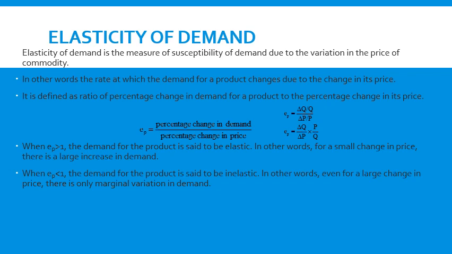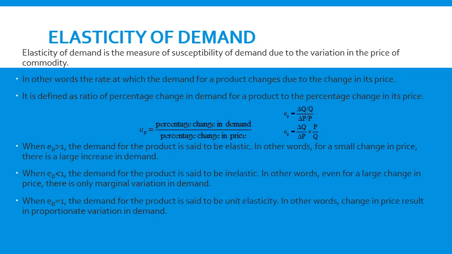The third condition is EP is equal to 1, which means the demand for a product is said to be unit elastic. In other words, price change will lead to almost equal changes in the demand. Normally vegetables follow this kind of pattern. If the price is reducing, we tend to purchase more vegetables, eat more vegetables, and try to compensate with some other eatables. See, for example, tomato or onion.